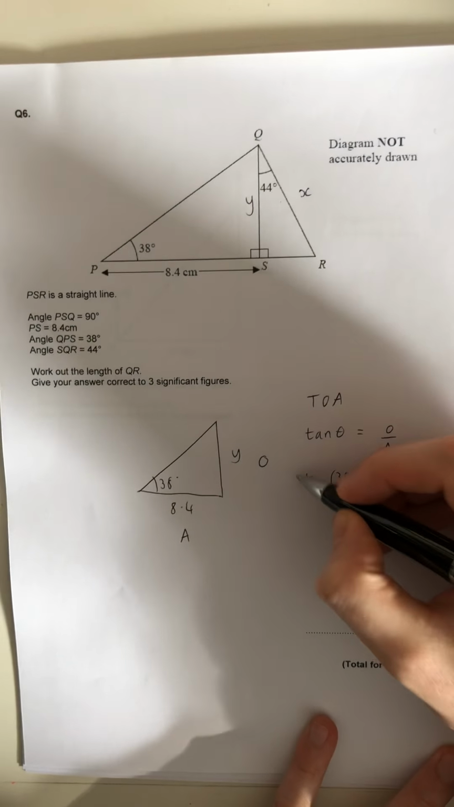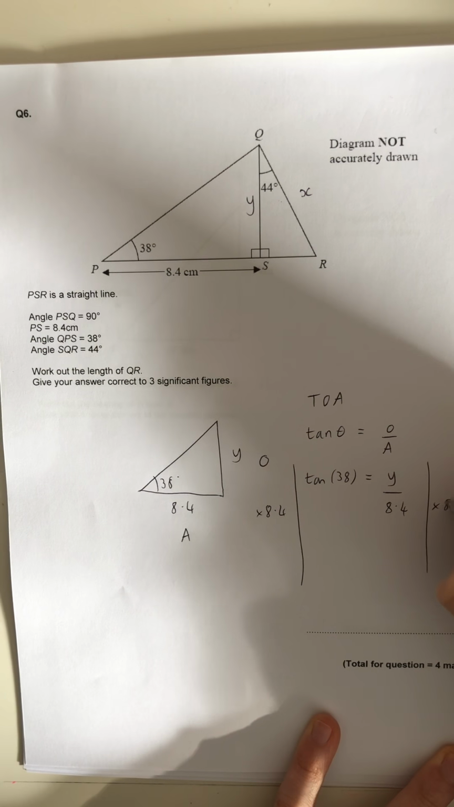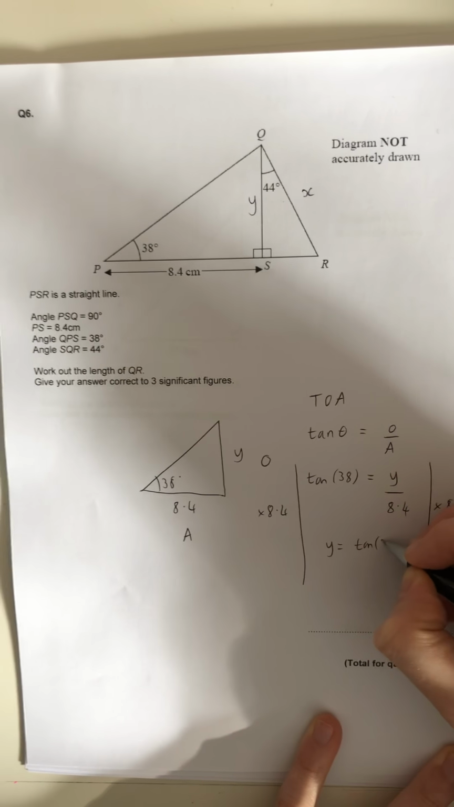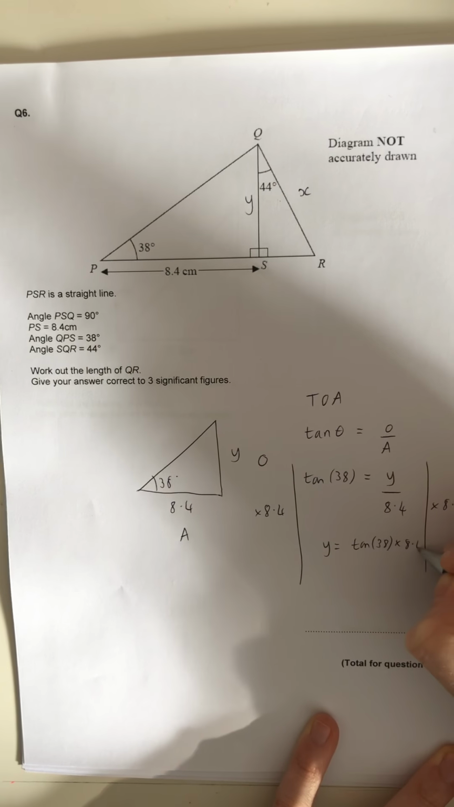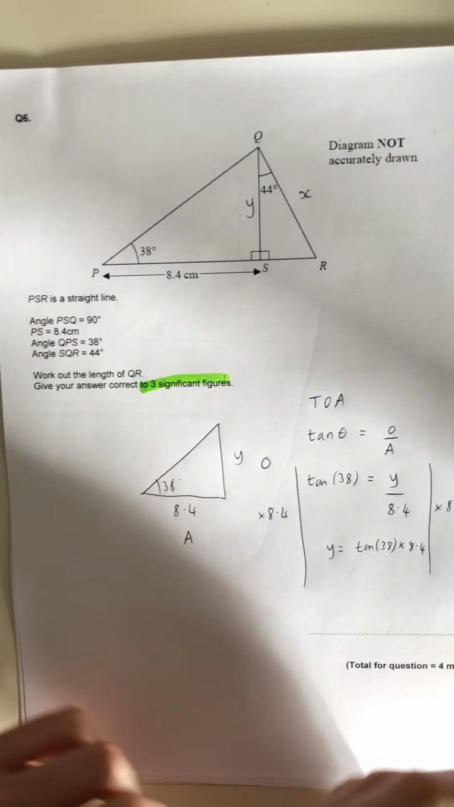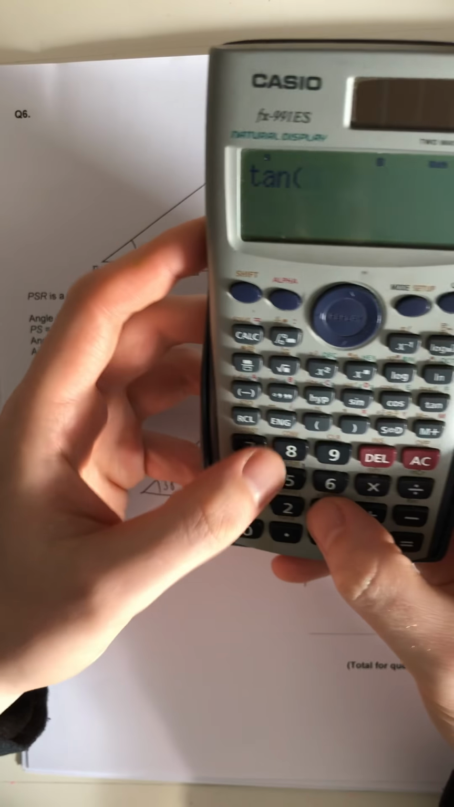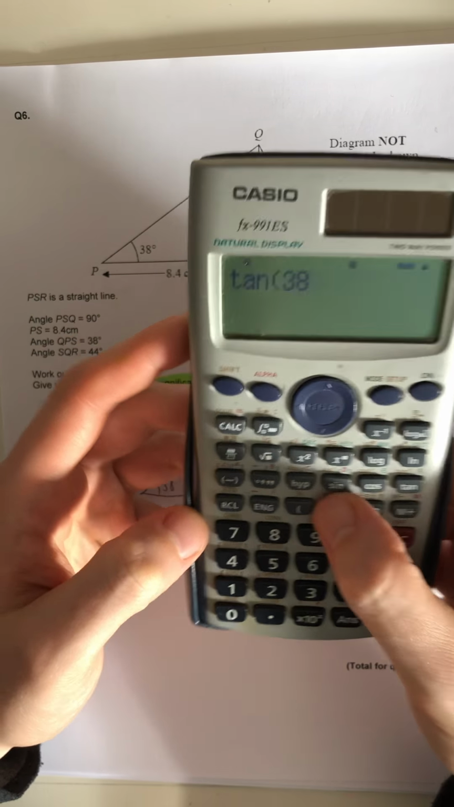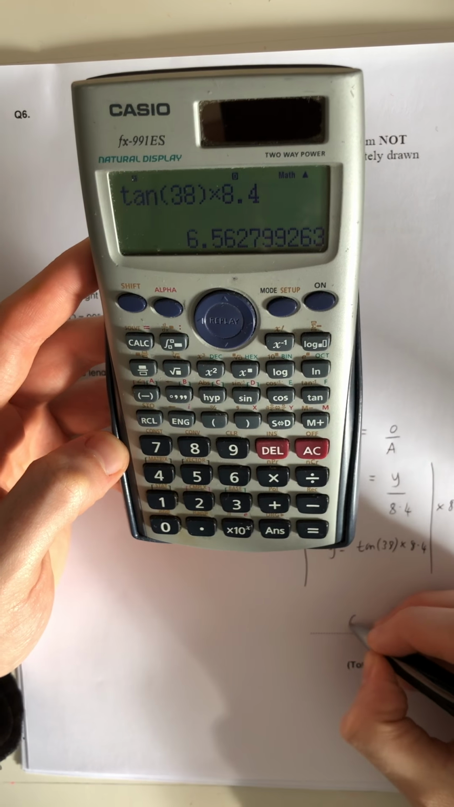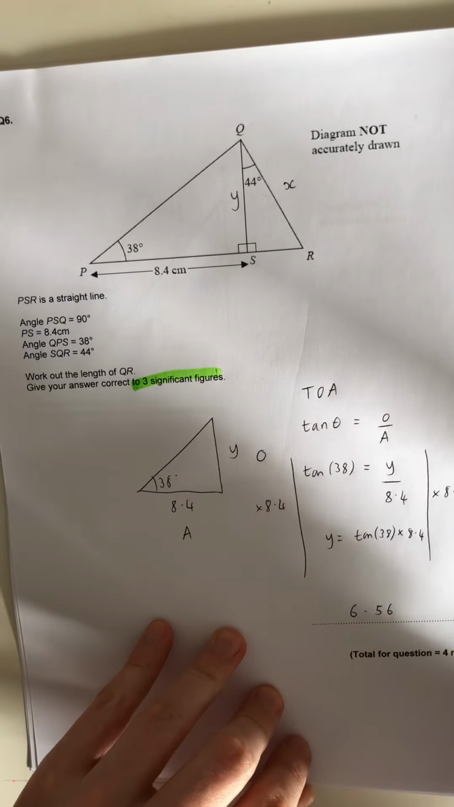Right, let's make y the subject. So best way to do this, or the only way to do this, is multiply by 8.4. To give you y is equal to tan 38 times by 8.4. Remembering to round your answer to 3SF. So tan 38, close the bracket, times 8.4. So 3SF would be 6.56. And that's out of 4.